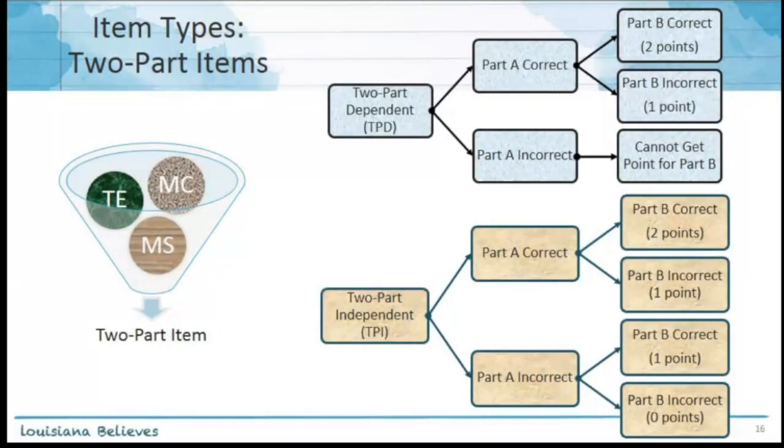All right, this is where the difference comes in on the number given. There's 2-part items, and we have what's called a 2-part dependent and dependent.